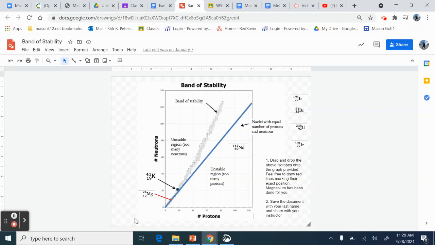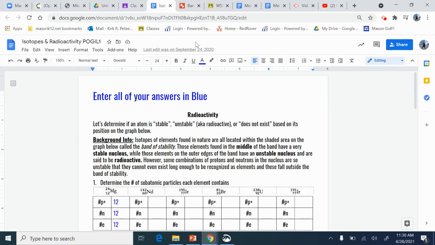Just want to go over some things that you've been working on so everyone is comfortable with what they're doing. We will not be on Zoom, obviously, today on Wednesday, but I want to give you guys an overview of things that you've been doing. Yesterday, most of you started on the band of stability worksheet, an isotope worksheet that looks something like this.